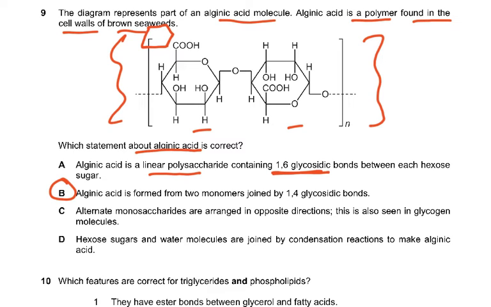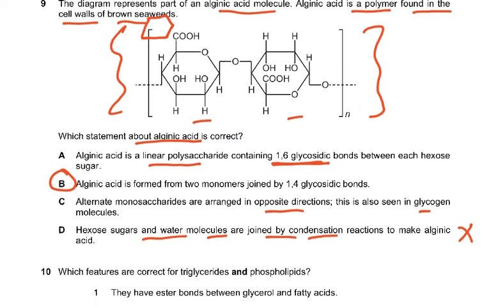Alternate monosaccharides are arranged in opposite directions, as also seen in glycogen molecules. No, we don't see any opposite directions here. Plus, hexose sugars and water molecules are joined by condensation to make... No, we can't see that either here. So the answer was B.